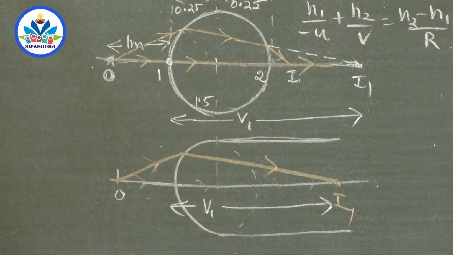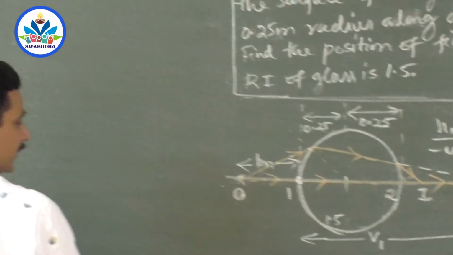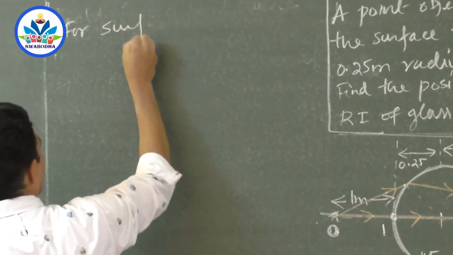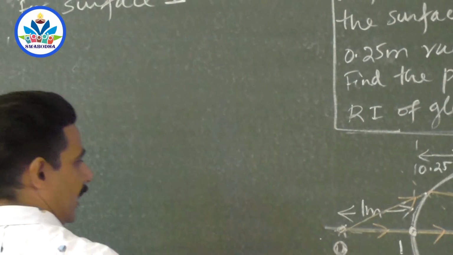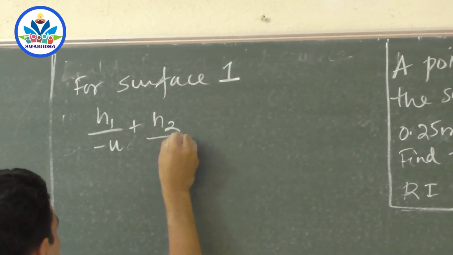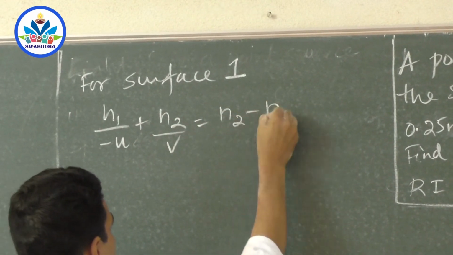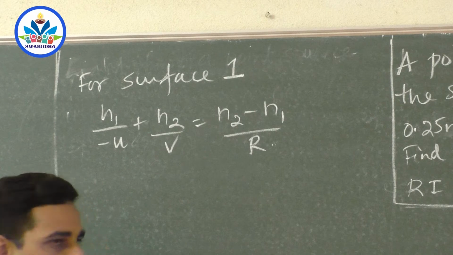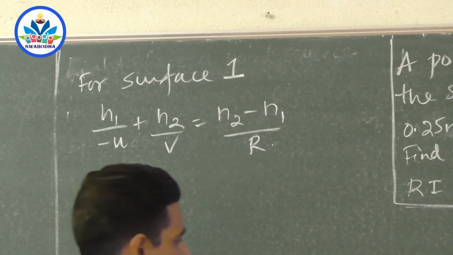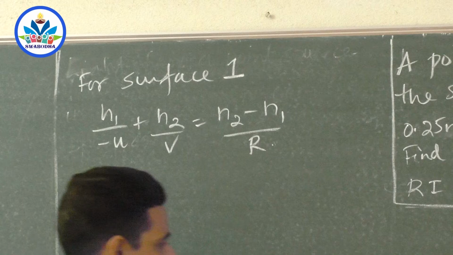I think we can see it here, right? So first surface, for surface 1 I will write the formula: n1 by minus u plus n2 by v is equal to n2 minus n1 by r. That is the formula. n1 by minus u. What do you mean by n1? Refractive index of the medium where incident rays are present.